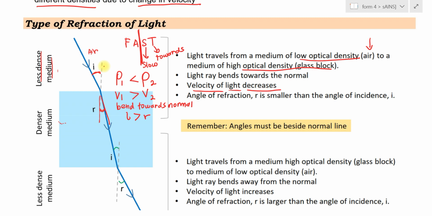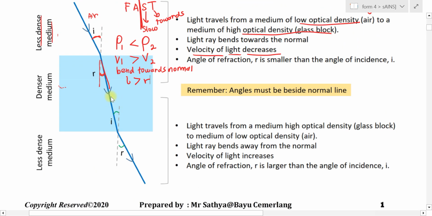Boleh, sir. Okay. Now, from the denser medium, you are traveling to a less dense medium. From denser to less dense medium. Okay. Baik. Kamu tengok. Denser medium. Okay. Denser medium, kelajuannya memang dia kurang lah. Kelajuan kurang. Maksudnya velocity pula. Sorry, denser medium. Sorry.